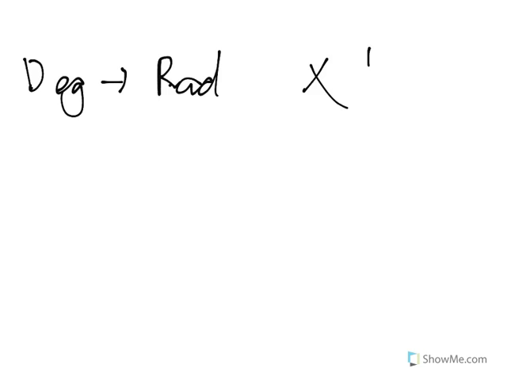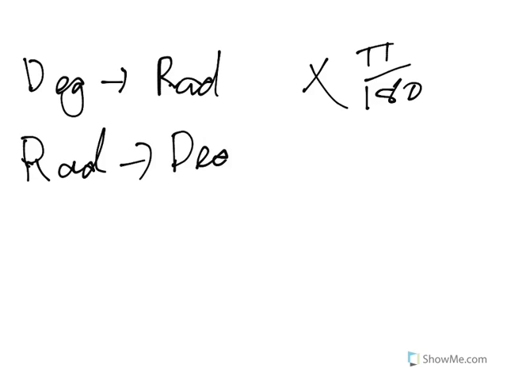Alright, so for some quick conversion, if we're going from degrees to radians, you times by pi over 180. And if you're going the other way, radians to degrees, you are timesing by 180 on pi.